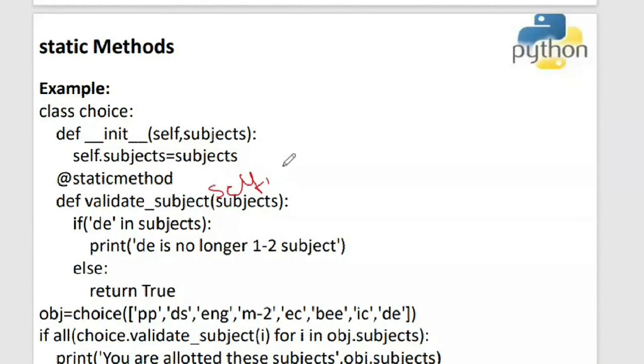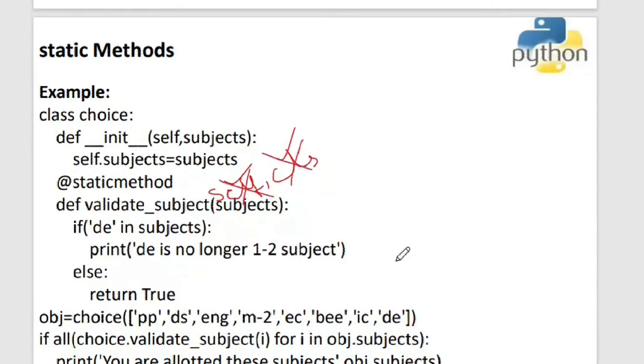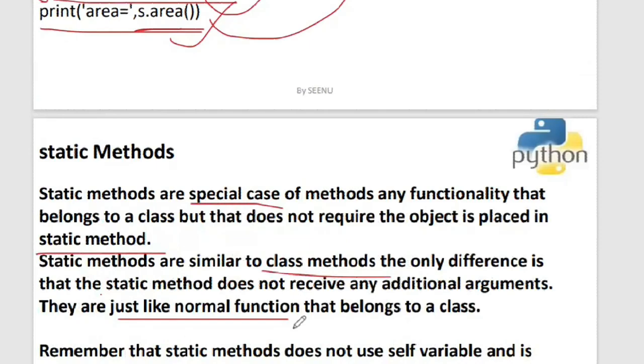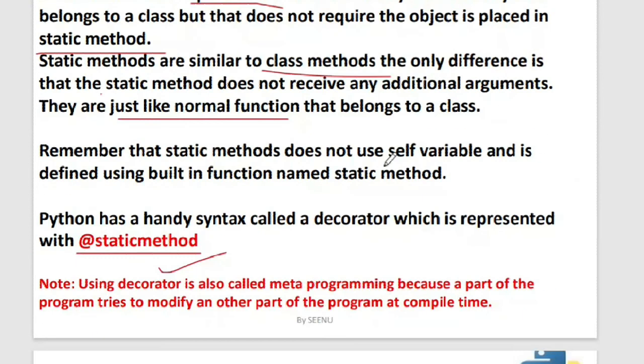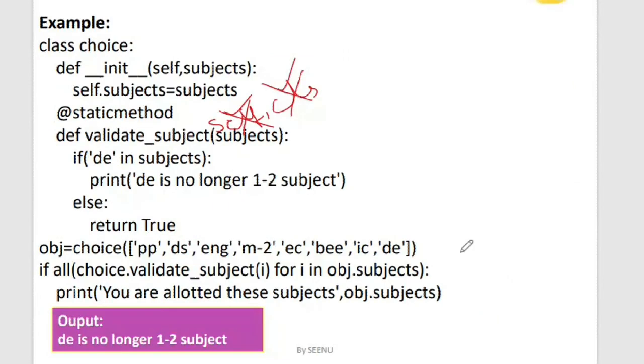In the instance methods, you give self as the first argument, right? Inside the class methods, you give CLS as the first argument. But the static methods will not have a self or a CLS. So this is the difference. It will not have self or CLS, nothing. Right. Let me show you how this is executed.